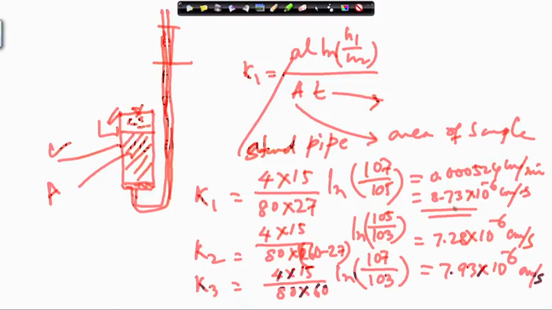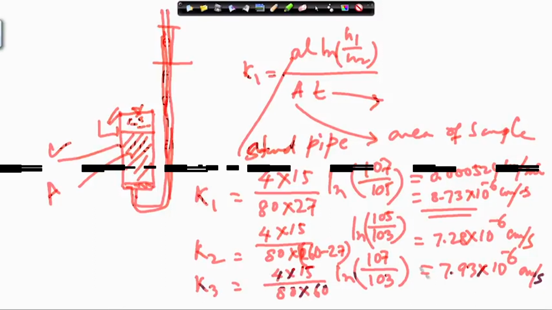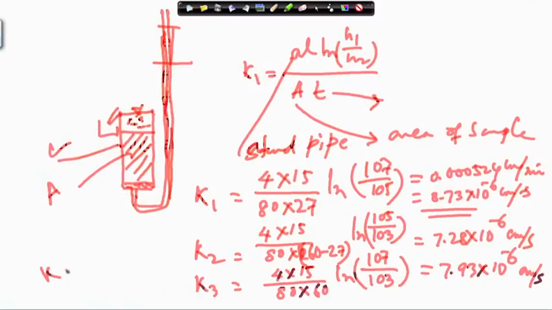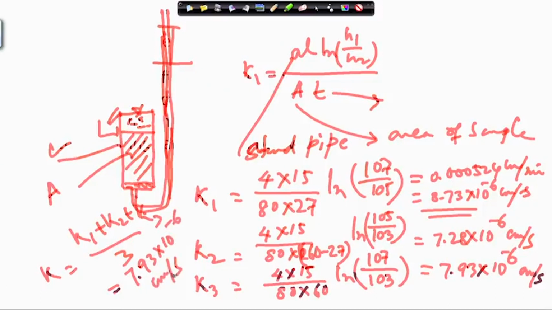Whatever range of values I have got, 8.7, 7.2 and 7.9, permeability changes in 10 times or 100 times. Because of that, this variation is reasonably within range, and though we have got 3 values, I can finally recommend the average of these, K equal to K1 plus K2 plus K3 divided by 3. That gives 7.93 into 10 to the power minus 6 centimeter per second. So, this is the one.